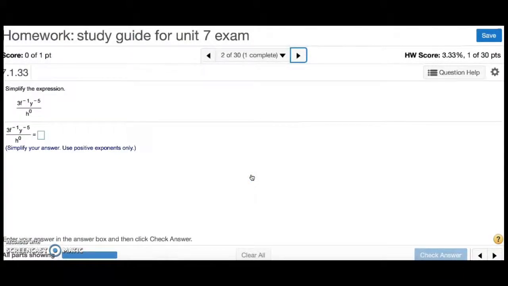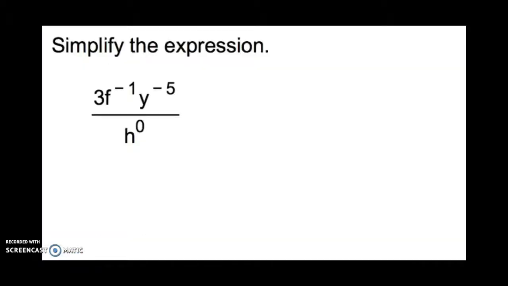Number 2, it is asking you to simplify this expression. Let's take a closer look at it. So the first thing I notice is this h to the 0 power. Anything to the 0 power except for 0 is going to be 1. Okay, so that means my denominator is going to be 1. So anything over 1 is just a numerator. So that means I'm just going to have everything here rewritten without the fraction.